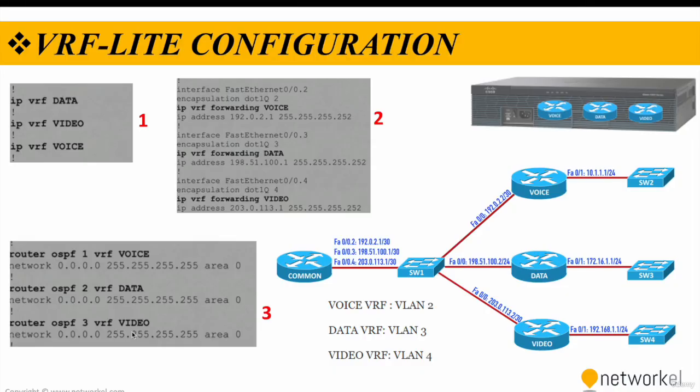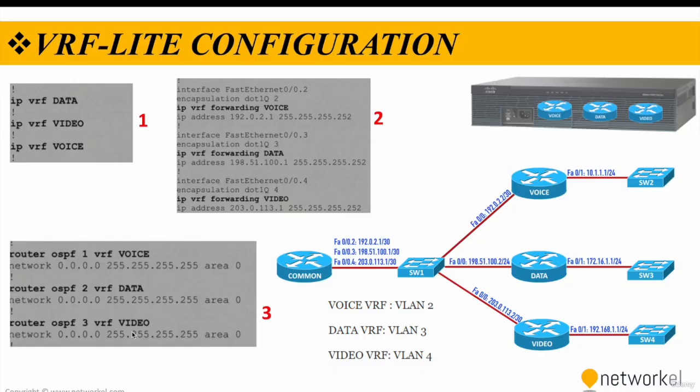For voice VRF, I am going into the interface FastEthernet 0/0.2, okay? And I am doing my encapsulation dot1Q 2 as if I'm defining a router on a static interface. Then I'm typing ip vrf forwarding and my VRF name and giving an IP address for my VRF. Then I'm doing the same steps for my data as well as the video.